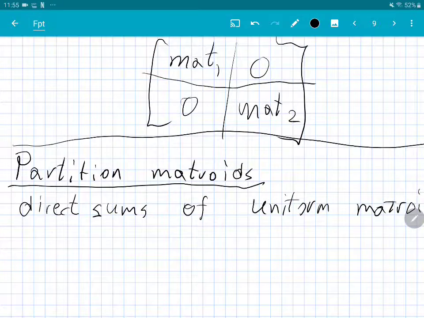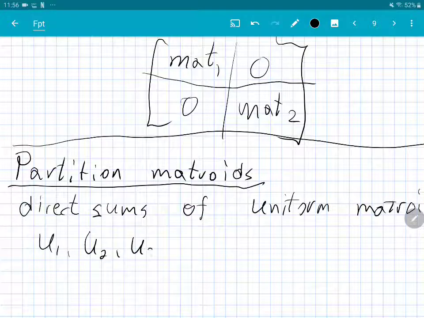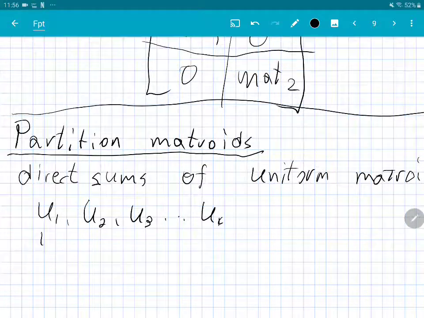So here's what's going on. We're going to have sets U1, U2, U3 to UL, and those are uniform Matroids, right? So each one of them has the maximum size, right? A uniform Matroid with rank K means all subsets of at most size K, right? So we have ranks K1, K2, up to KL.